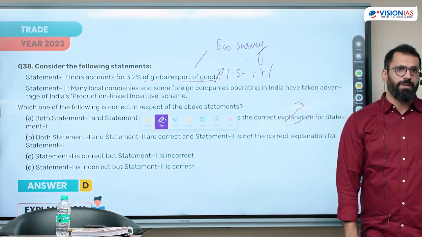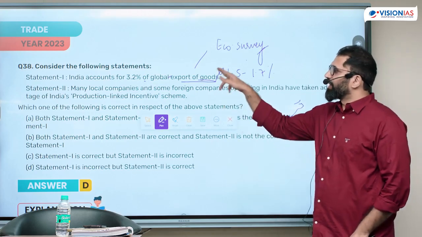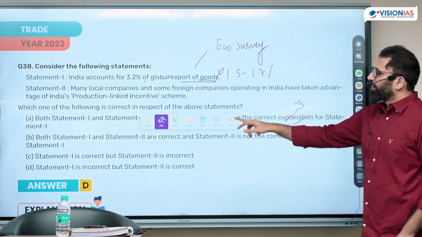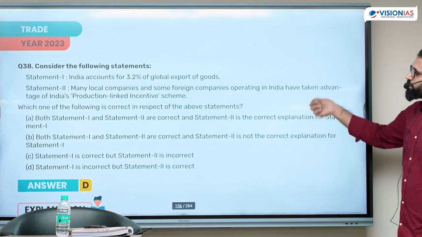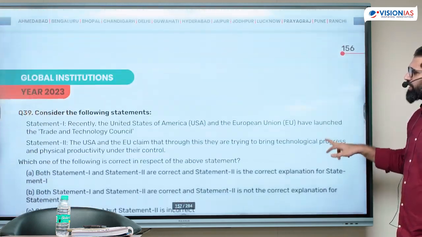A lot of news says that PLI payments are stuck with the government. Foreign companies are allowed. One is incorrect, two is correct. A large number of companies are outside India.